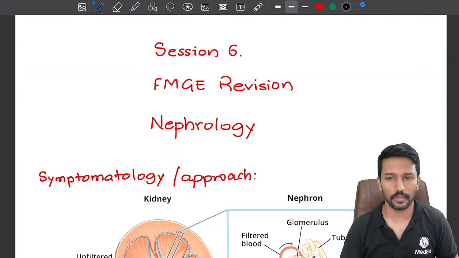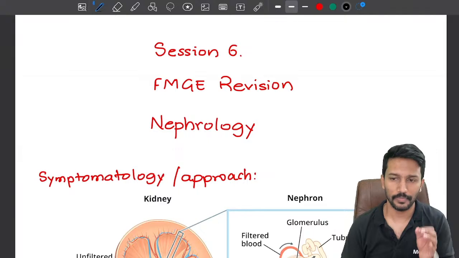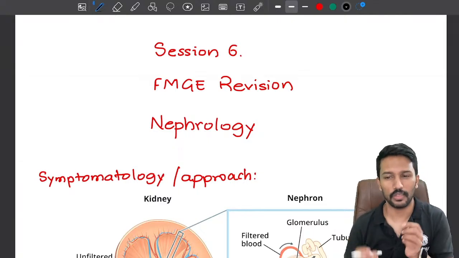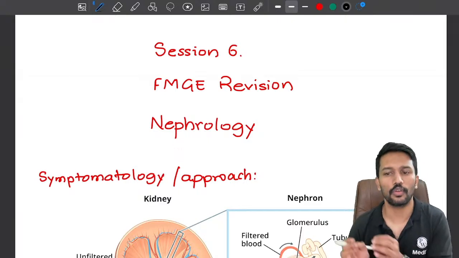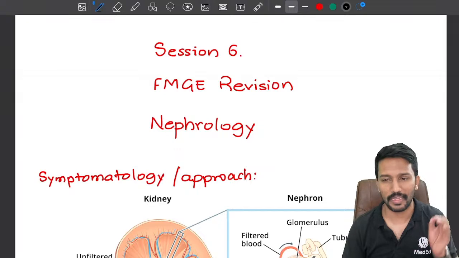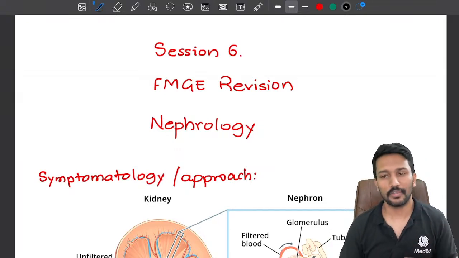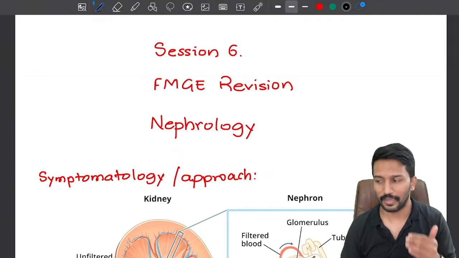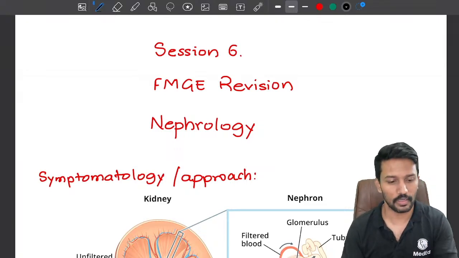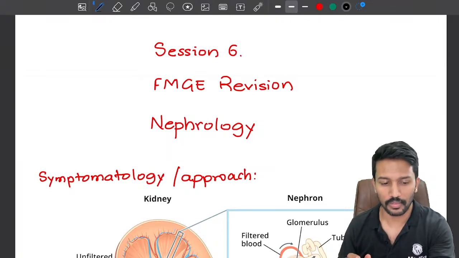In acute kidney injury, how to differentiate between the pre-renal acute kidney injury and the intrinsic renal acute kidney injury, to be more precise, the acute tubular necrosis, differentiating between pre-renal AKI and ATN. That's the second important topic. Number 3, you should know the definition, diagnostic criteria and the staging of acute kidney injury. That's going to be an important criteria.